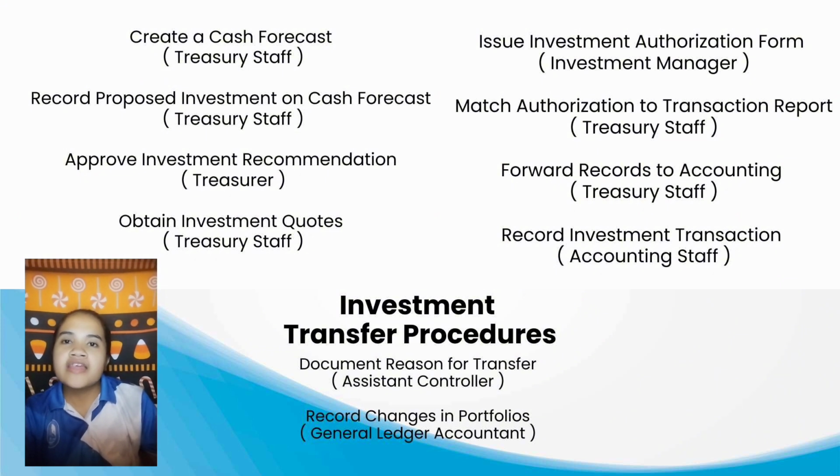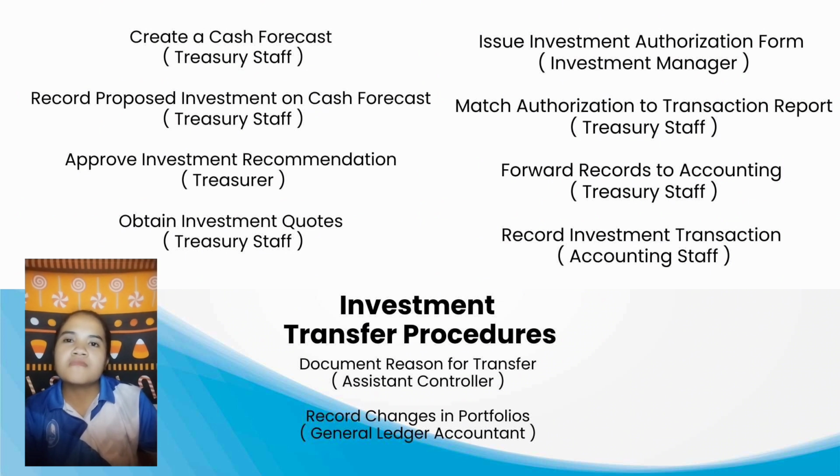Next, obtain investment quotes. The treasury staff seek and gather quotes or proposals for the investment from various sources, aiming to secure the best possible terms and conditions for the transaction. Next, issue the investment authorization form. Upon receiving necessary approvals and relevant information, the investment manager issues an investment authorization form detailing the specifics of the investment transaction.